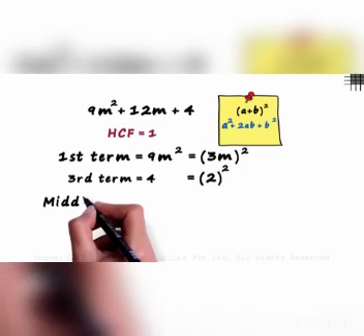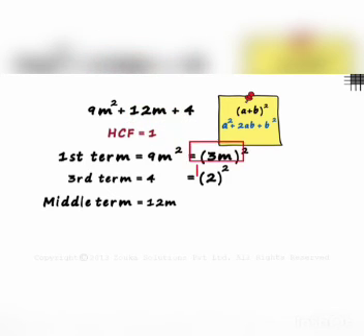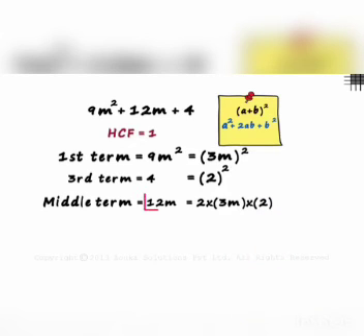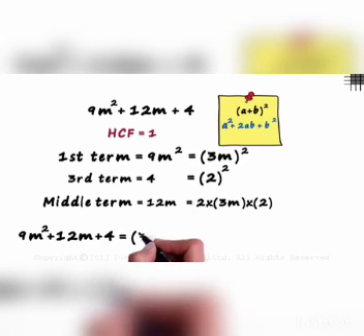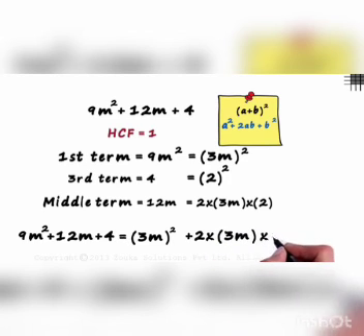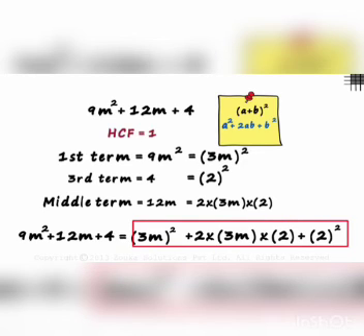Now we look at the middle term. How can we write 12m? Can it be written in terms of the first and last term and in this form? Yes, we can write it as 2 multiplied by 3m multiplied by 2. Observe how we split the middle term. We made sure that these two terms are present and the factor of 2 is also present. So we rewrite the polynomial as 3m the whole squared plus 2 multiplied by 3m multiplied by 2 plus 2 squared.